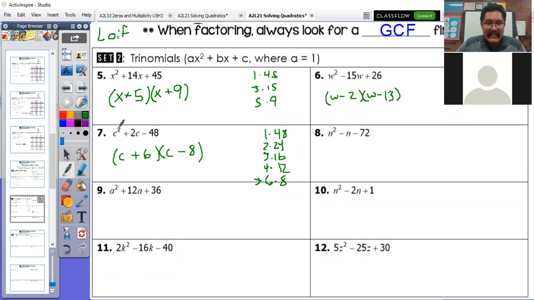C times C is C squared. C times negative 8, so this is negative 8C, plus the inside numbers is 6C. Now here we run into a problem because this would give me negative 2C, but we need positive 2C to make the original equation again. Now this is actually a pretty easy fix. If you get the right number in the middle, but not the right sign, it's just an easy matter of changing the sign.